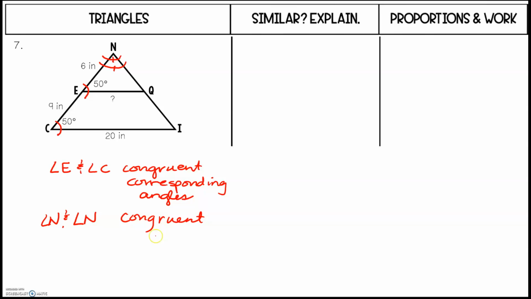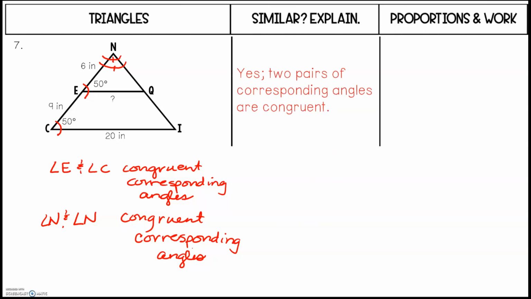They are congruent because the degree measure of corresponding angles will not change from one triangle to the other. So that means we have two sets of corresponding angles that are congruent. So they are similar triangles, which means we can use proportions. So side NE goes with side NC, and EQ goes with CI.